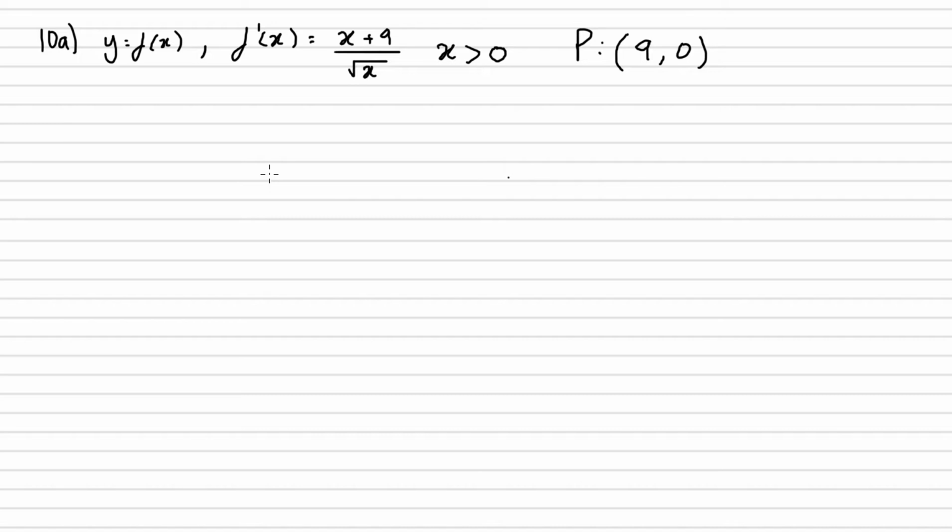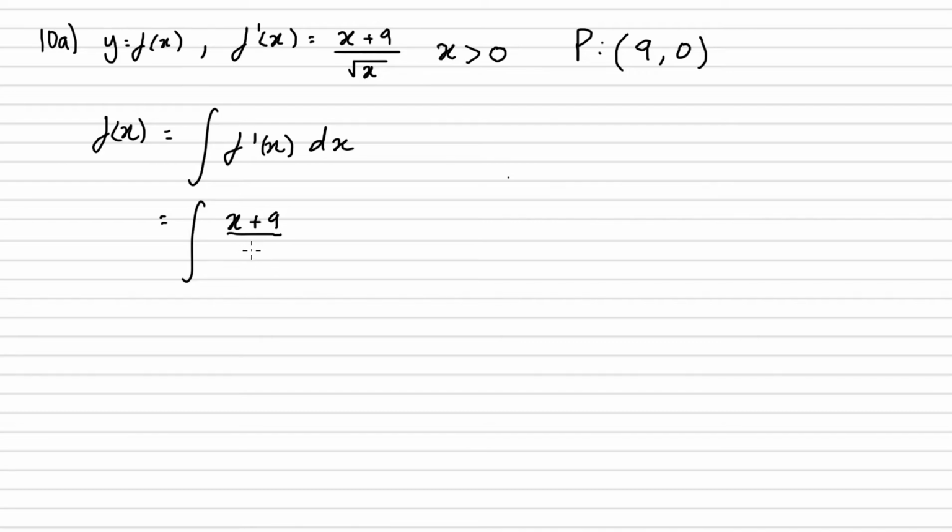Okay, so in order to find f of x for this question, what we need to do is to integrate. Because f dash of x means the derivative of f of x, in order to find f of x, we must integrate f dash of x with respect to x. So we're finding the integral of x plus 9 over the square root of x.